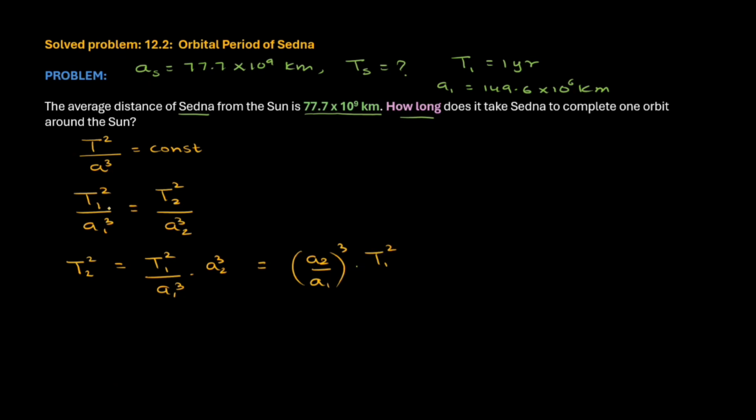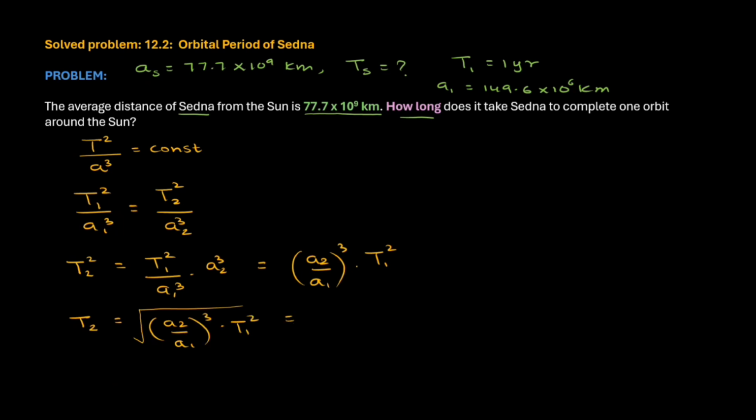Now the choice of taking any planet as 1 or 2 is entirely yours. We could also take Sedna as 1 and the Earth as 2. That will not change your answer as long as you keep the ratio the same. So we can find T2 by taking the square root. T2 will be equal to the square root of (A2 over A1) cubed times T1 squared.